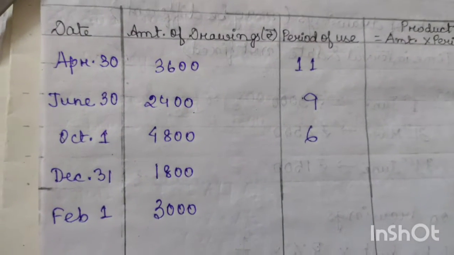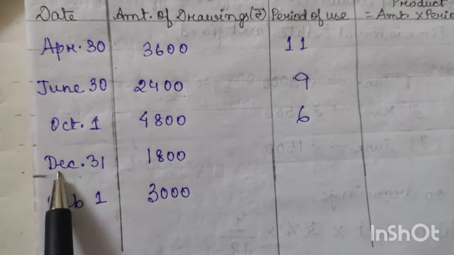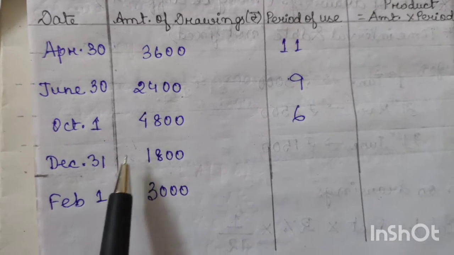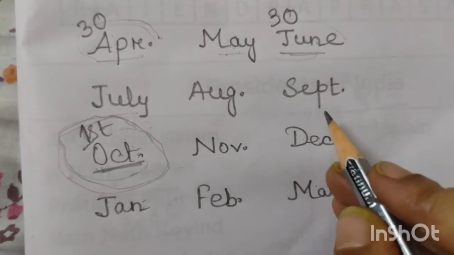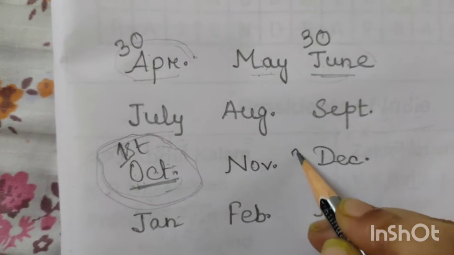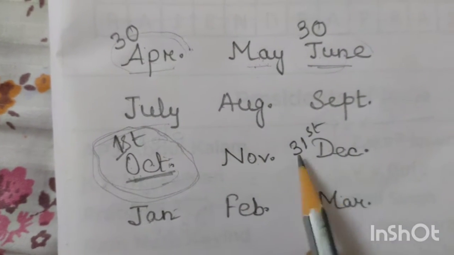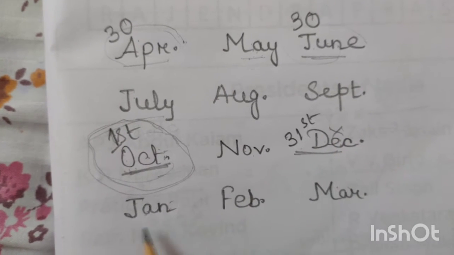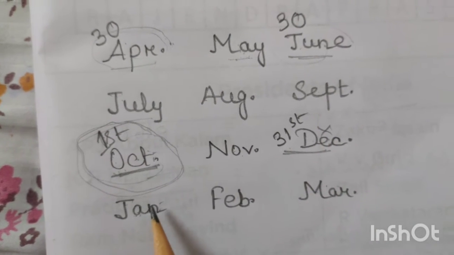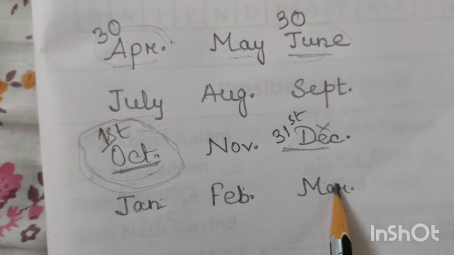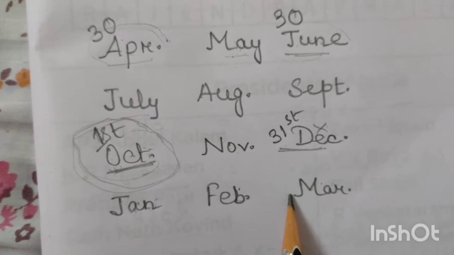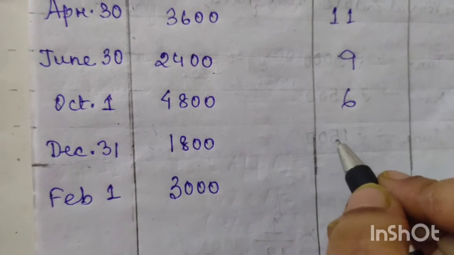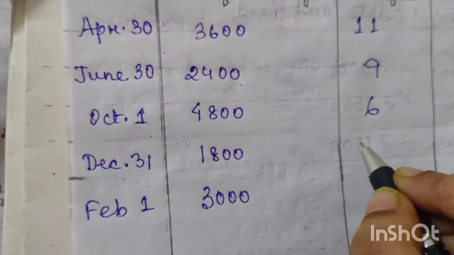Okay. Now come to the next case. Here we have withdrawn the money on 31st December. So if it is 31st December, then again this is the end of the month, so we won't count this month. We have to count from January. So how many months? 1, 2 and 3. 3 months. So period of use will be 3. So here we have to write 3.